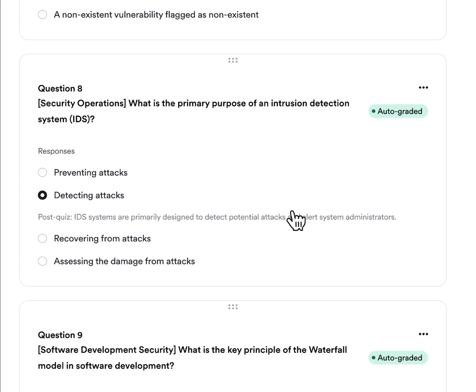Question 8. What is the primary purpose of an intrusion detection system? A, preventing attacks. B, detecting attacks. C, recovering from an attack. And D, assessing the damage from an attack.